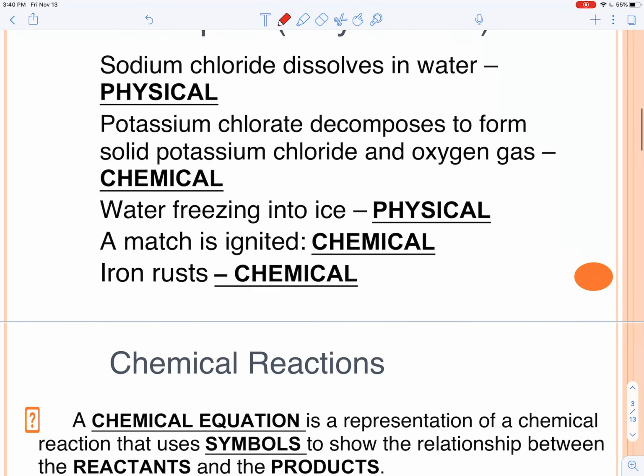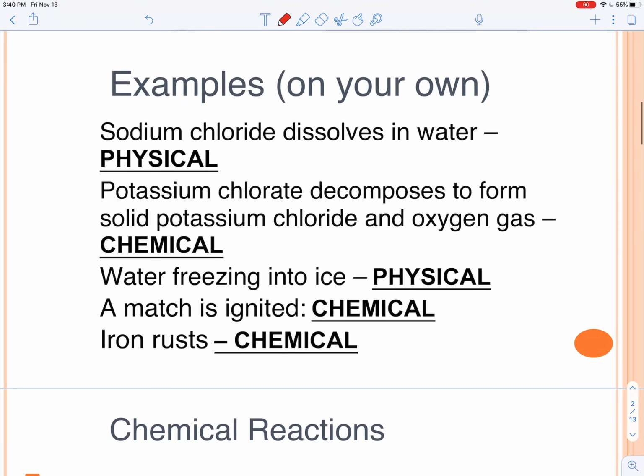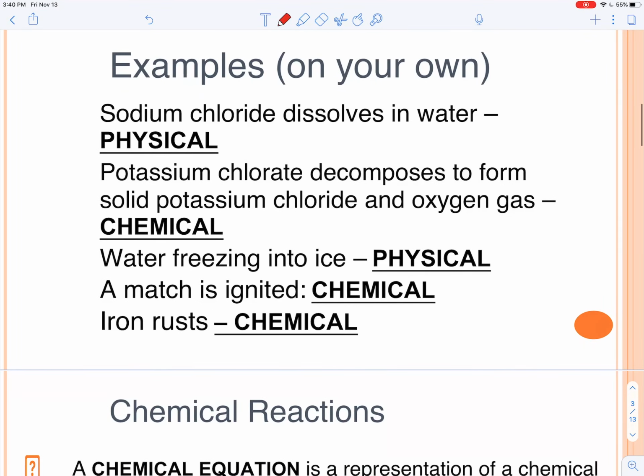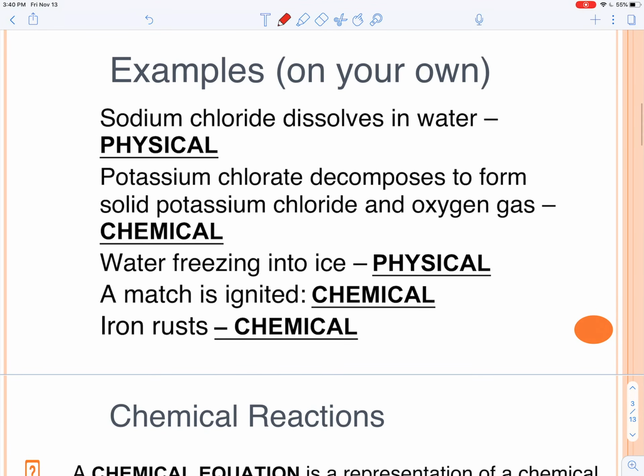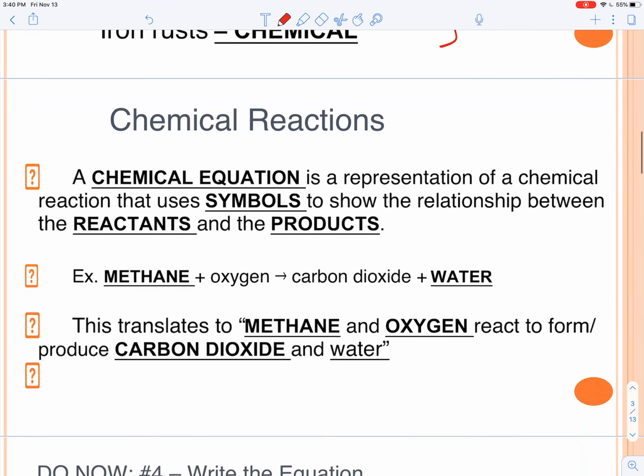And the notes will show up better than this. Okay, so here are some examples. When something dissolves, that's physical. If they undergo a chemical reaction like decomposition, that's a chemical change. When a match is ignited, that's a chemical change. When iron rusts, that's also a chemical change. Remember, we can tell because the color changes. That's one way of telling a chemical change from a physical one.